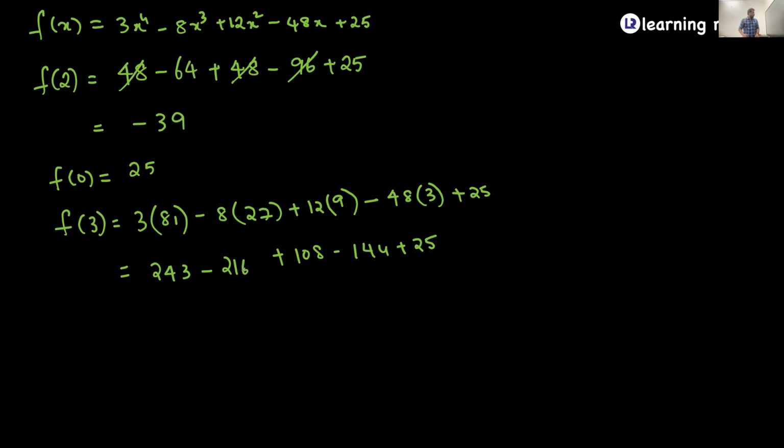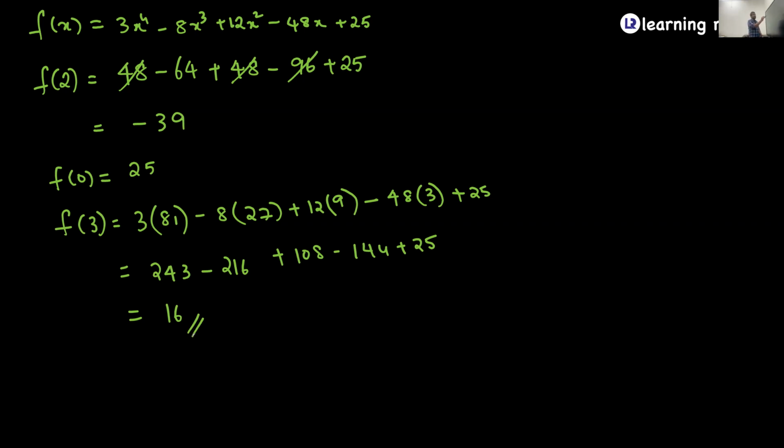Okay. So how much is the answer going to be? So on solving this, we get 60. So what? 160. Okay. Correction. On solving this, the answer will come out as 16. So we have three values in hand. What are they? 16, 25, and minus 39.